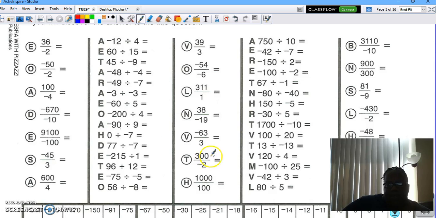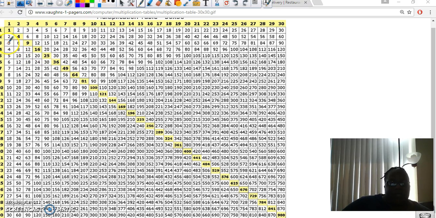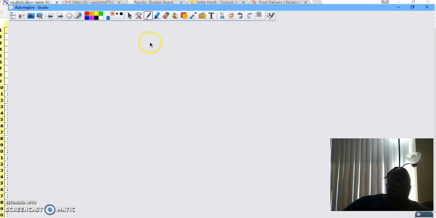A negative divided by a positive is going to be a negative. The only time you see negative answers when you're multiplying or dividing is when you're mixing the two, a negative and a positive. All right, so 2 will go into 300. Here's my 2. Oh my God, Miss Hart, it doesn't go all the way up to 300. I know. So what do we do?